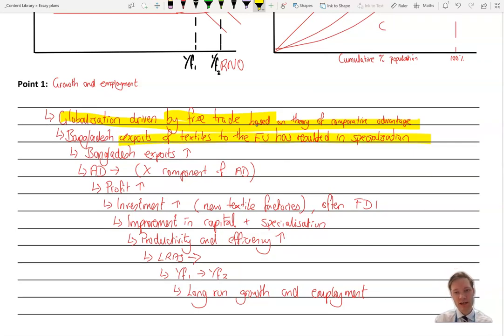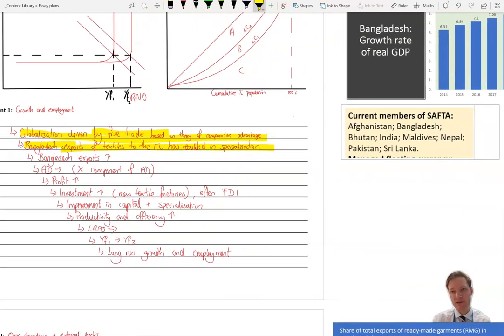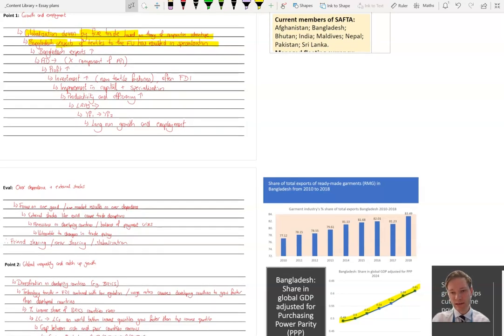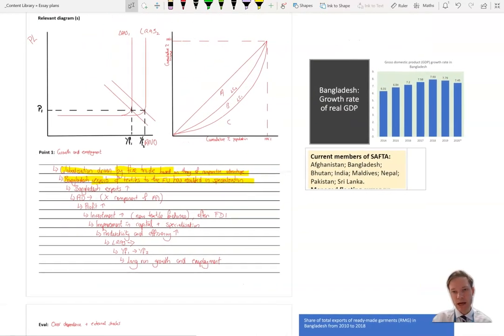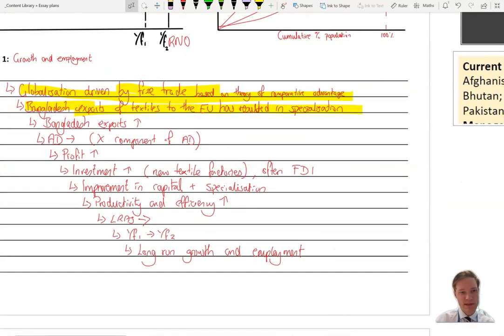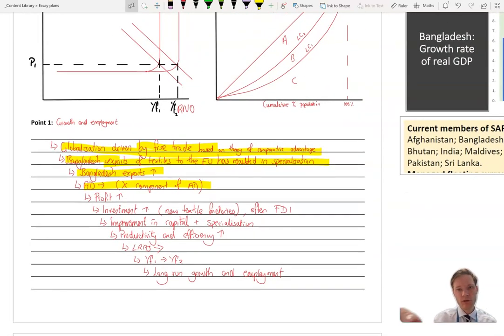Exports of textiles from Bangladesh to the EU have increased, and you can refer to some of those arguments down there, for example. And its real growth rate we're going to refer to as well, being about 7% in a minute. We could also say its entry into SAFTA would also have improved its export position. Its exports have risen, component of AD, but also we want to shift LRAS as well. So we want to make sure that just add an AD curve label there.